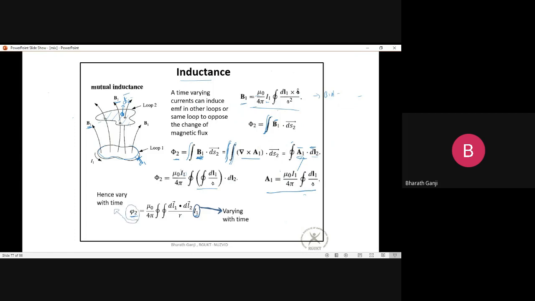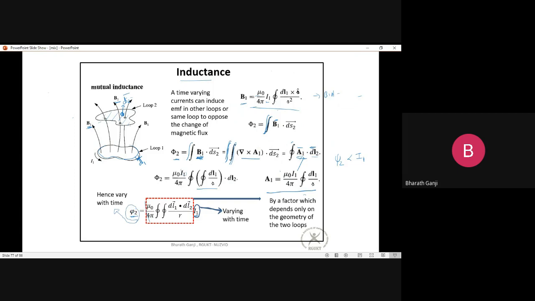So how much does it vary? I can say that the amount of flux in the second loop is proportional to the current that is flowing in the first loop. So what is the proportionality factor? This is your proportionality factor. This thing in this box is nothing but the proportionality factor. So for a given current in the first loop, how much flux is developed in the second loop.